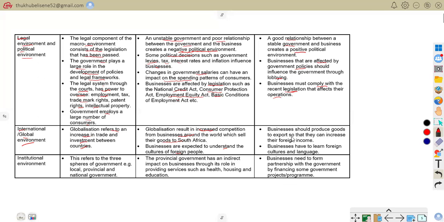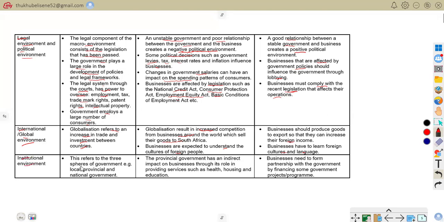So now we are on the strategies. Businesses should produce goods to export so that they can increase their foreign income. Produce goods for export, so sell internationally, for example, exporting South African wine. Businesses have to learn foreign cultures and languages, which helps with global customers. For example, learning French for French markets. That is that.